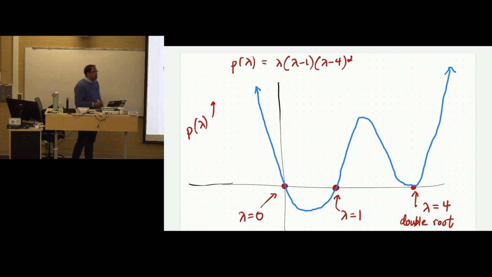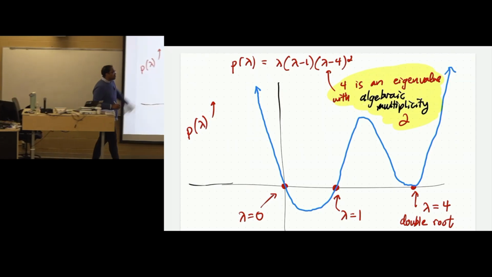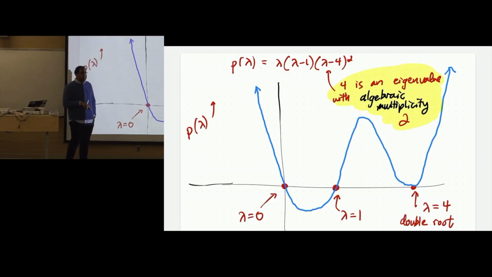The more formal term is that 4 is an eigenvalue with algebraic multiplicity 2. I didn't make this up, I'm just telling you what it is. So the algebraic multiplicity of an eigenvalue is the number of times it's a root of the characteristic polynomial. So if this said (lambda minus 4) cubed, then 4 would be an eigenvalue with algebraic multiplicity 3. Do we agree with that?